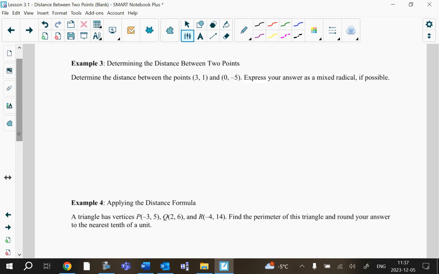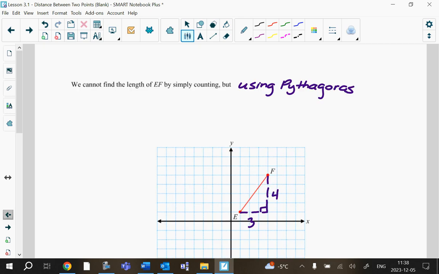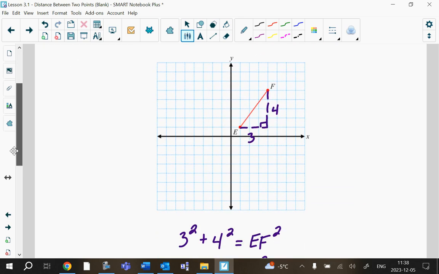And here's how we develop the formula. If you think, going back to this one, what are the coordinates of this point? 1, 1. What are the coordinates of this point? 4, 5.